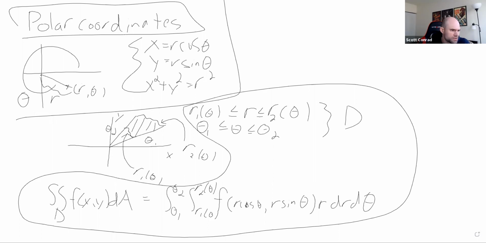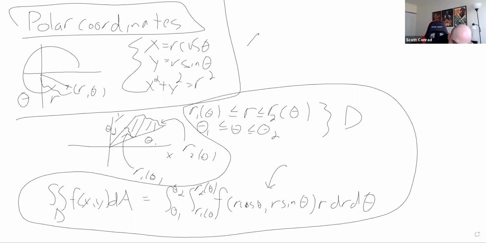R squared cos theta. It would, because what this means is everywhere you see x, you're replacing with r cos theta. Everywhere you see y, you're replacing with r sine theta. What you're saying is everywhere you're seeing x replaced with r squared cos theta, everywhere you're seeing y replaced with r squared sine theta, and that means something different.